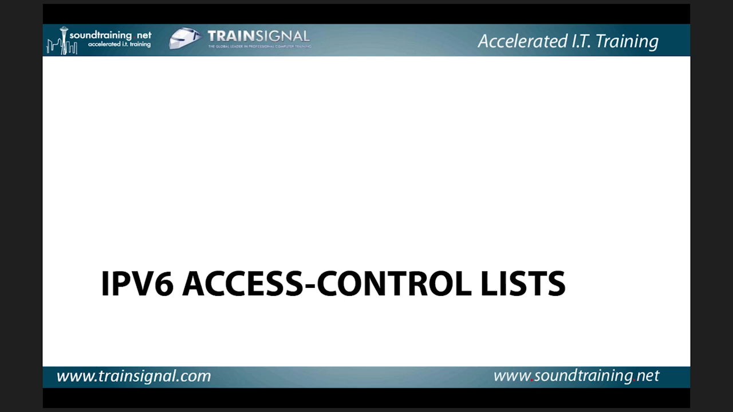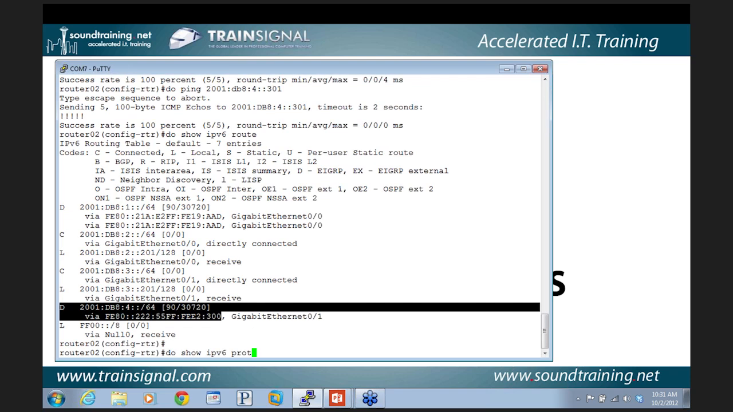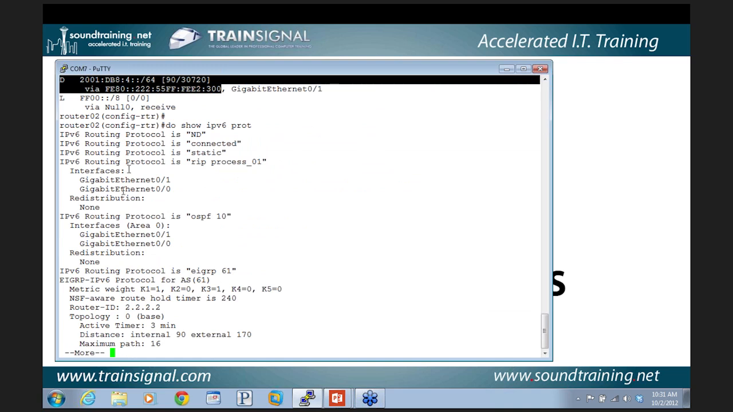And actually, let's go back in and take a look at a couple more things. Just to show you here, we'll do show IPv6 protocols. And you can see here that we've got RIP running, we've got OSPF, and we have EIGRP all running on the same router.